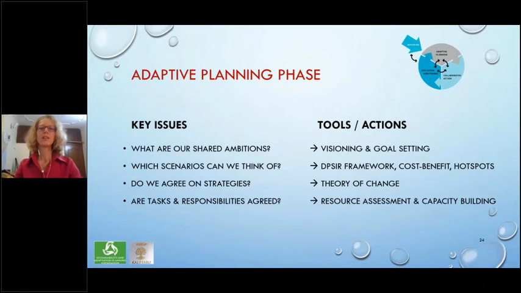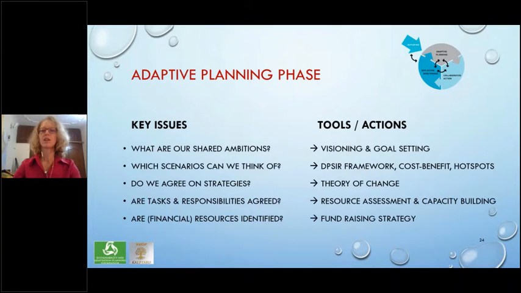Then if the theory of change is clear, the question is who will do what? The tasks and responsibilities need to be agreed between the partners or the stakeholders. And maybe we need to do a resource assessment. Is everybody able and capable of doing what they want to do? Is capacity building required? Are financial resources identified? Where will these come from? And maybe you have to put a fundraising strategy in place.